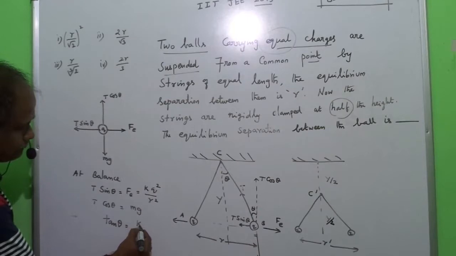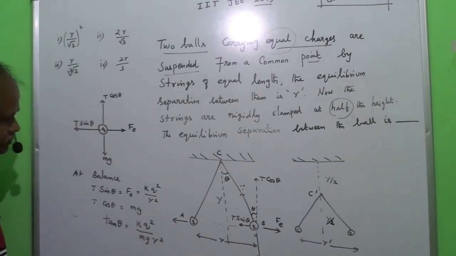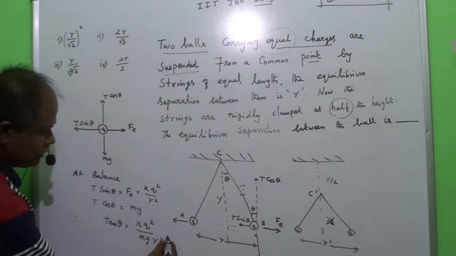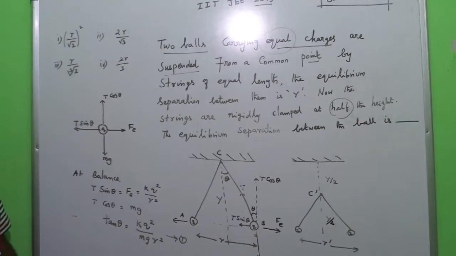K Q square by mg, and the r square also comes here. r square. Let this be equation number 1. Let us consider this particular triangle.